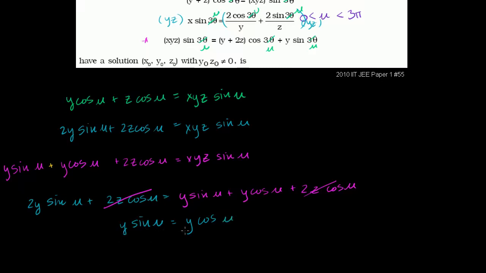So in order to have a solution here, in order for this to be a sensical statement, and remember y cannot be equal to 0, in order for this to end up having a solution, the coefficients on y have to equal each other. Sine of u has to be equal to cosine of u. So that's one constraint.